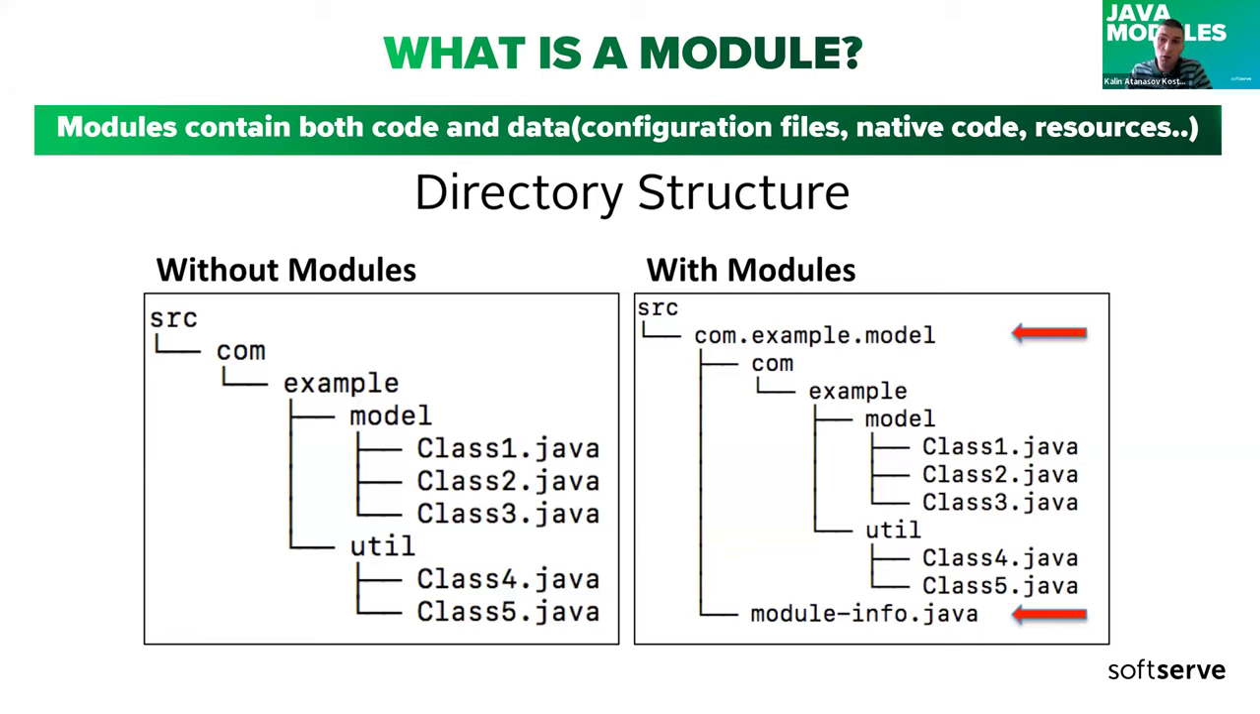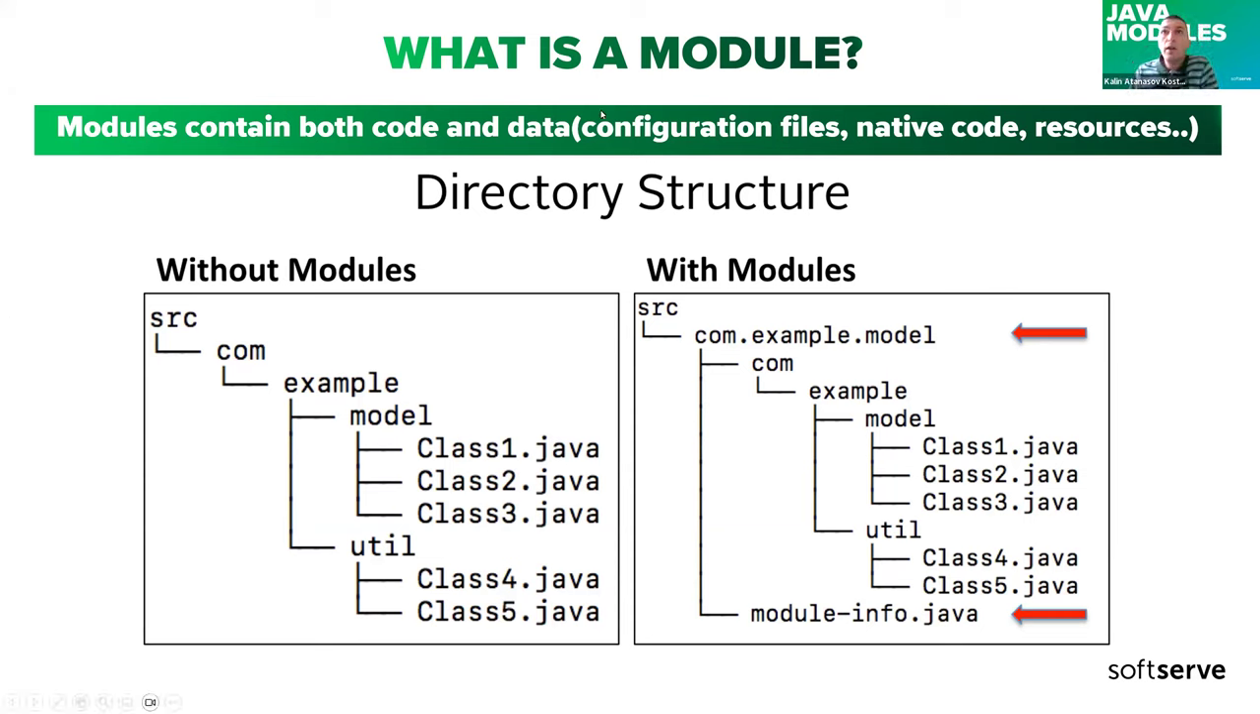How do we declare a module? First, we start with the packages that we want to group together. Then we create a single Java file. It's named module-info.java. And basically, that's it. Now our code is using the Java 9 module system.